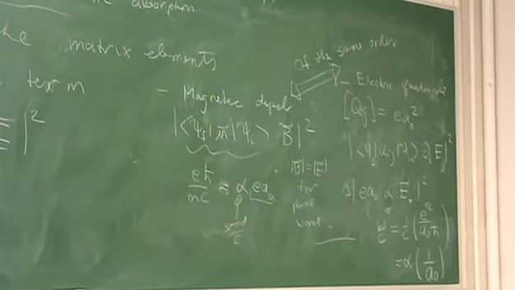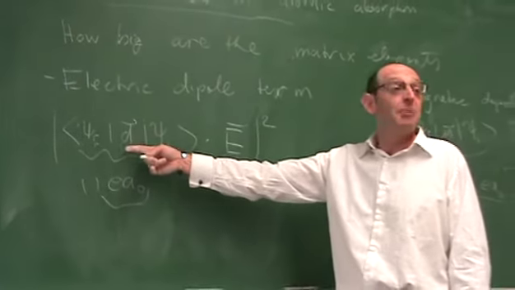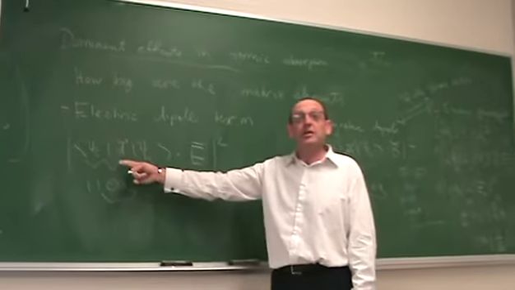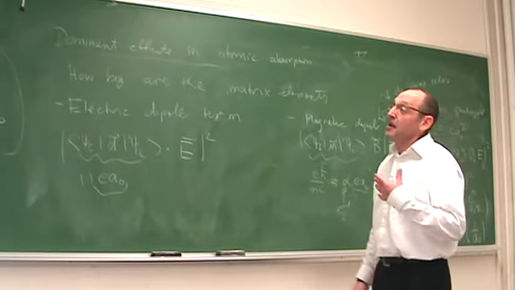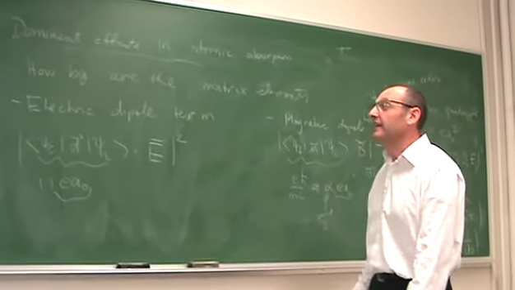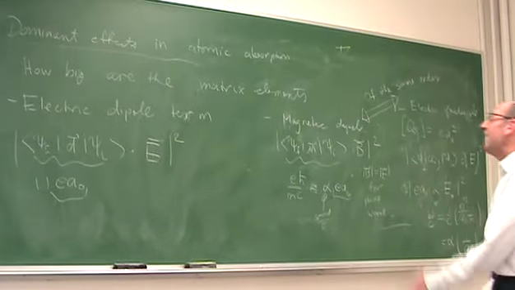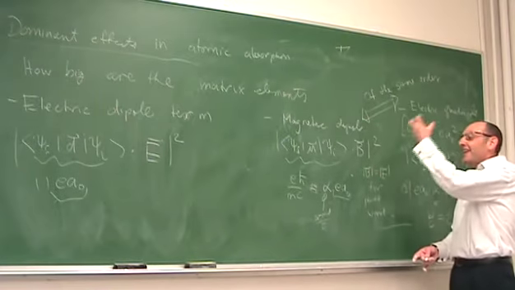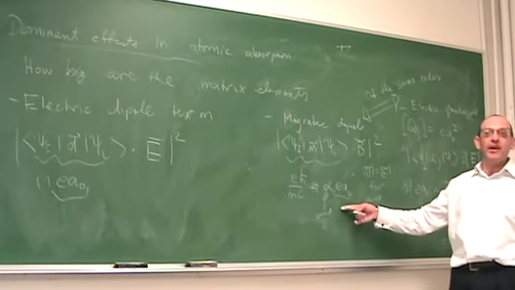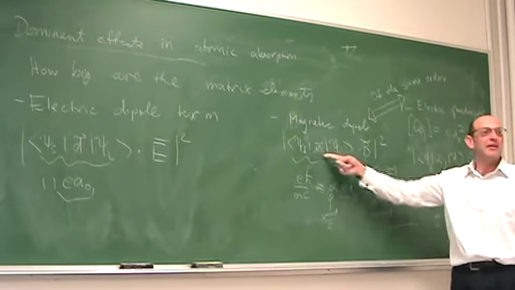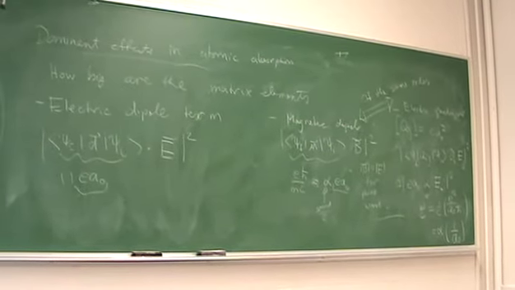Now, it may be the case that this vanishes for all components. In which case, it doesn't mean that the interaction is completely forbidden, it's just not strong. And in order to generate the same rate of absorption, I need to crank up the laser intensity 10,000 times more in order to get the same rate of absorption, because this matrix element is reduced by a factor of 1 over 137 or so.